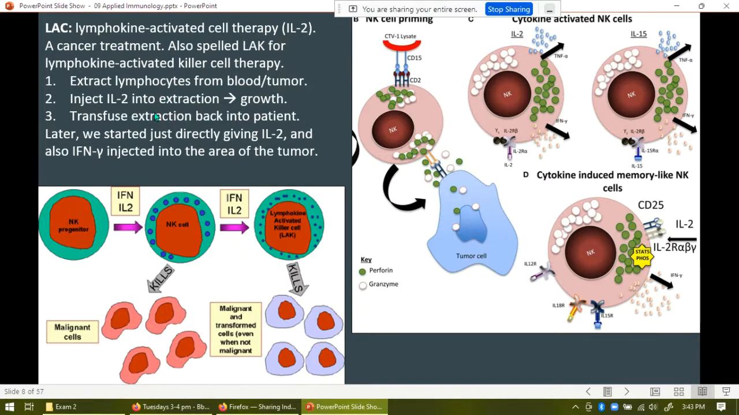Now, after this was shown to be effective and was shown to have anti-cancer activity, they started just directly injecting IL-2 into the area of the tumor to help the T cell response fight the tumor. And also interferon gamma was injected into the area surrounding tumors. Both of those are lymphokine activated cell therapies. Okay, so there's some figures here, but this right here is really all you need to know.